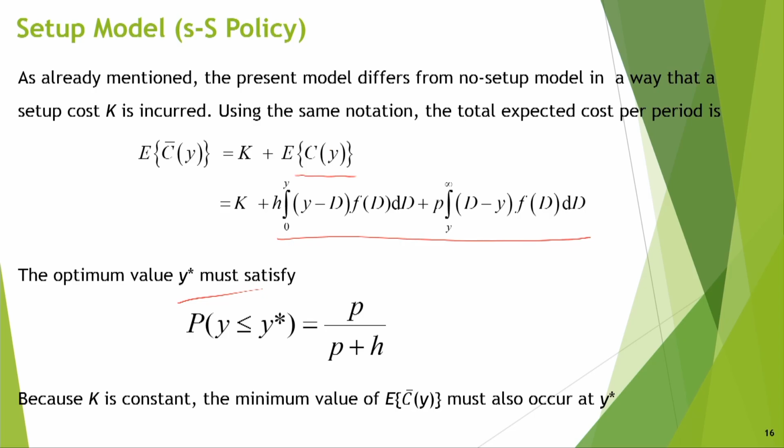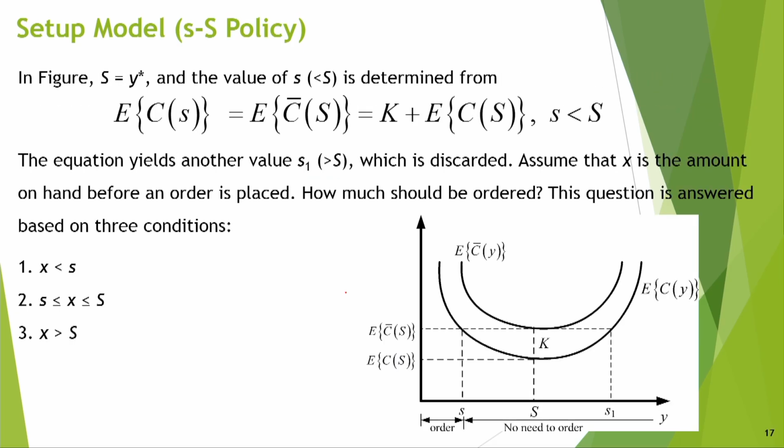So, I use q, but here if I differentiate with respect to y, then K does not contain that. So, the formula comes the same. Because K is constant, the minimum value of ECY must also occur at y, even with the setup cost. So, the situation may be like this, that without setup, if this is the graph, with setup you will get another graph, but the minimum is basically the same.